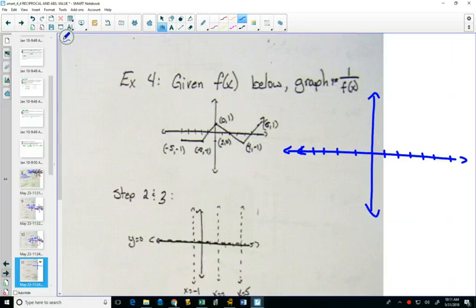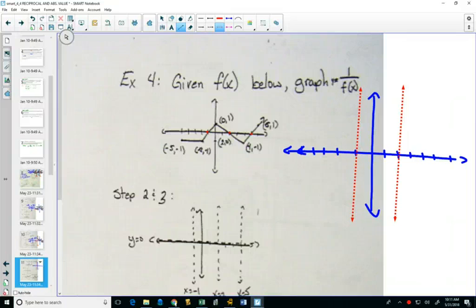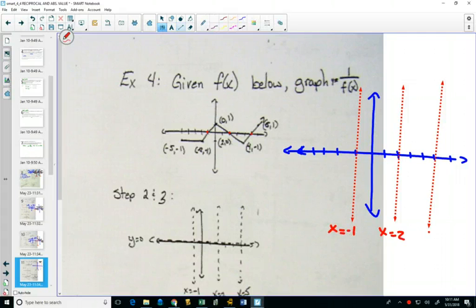by graphing things. Asymptotes. We draw asymptotes when? Whenever we have vertical asymptotes, whenever we have x-intercepts. So we will have a vertical asymptote at negative 1, at negative 2, or positive 2, and at positive 5. So we can label these x equals negative 1, x equals 2, and x equals 5.